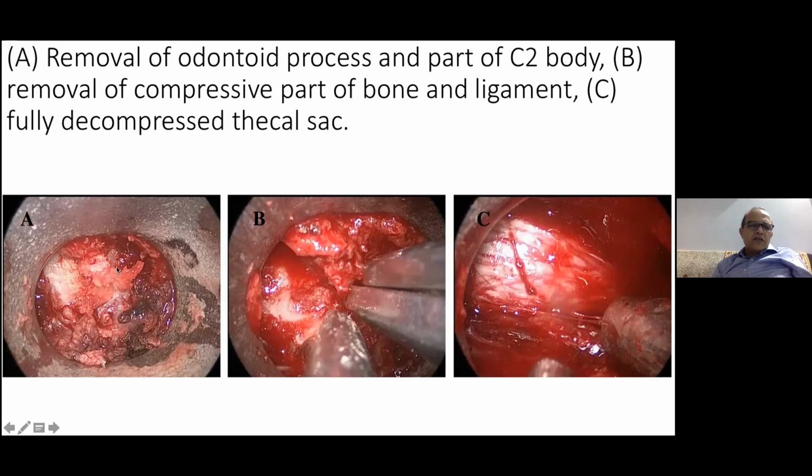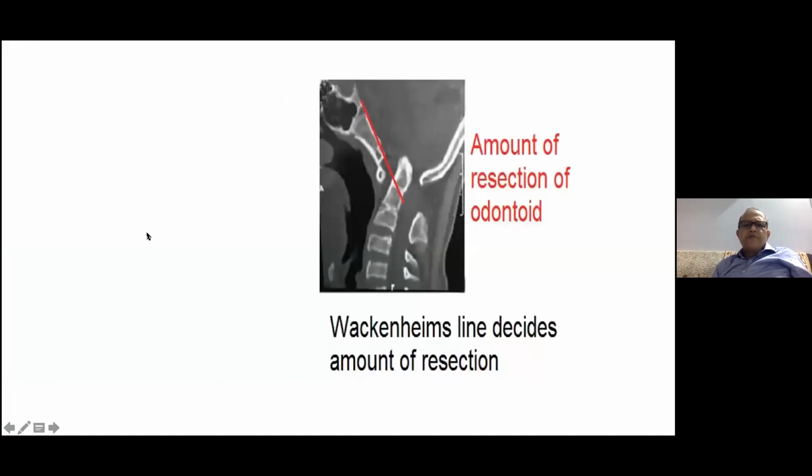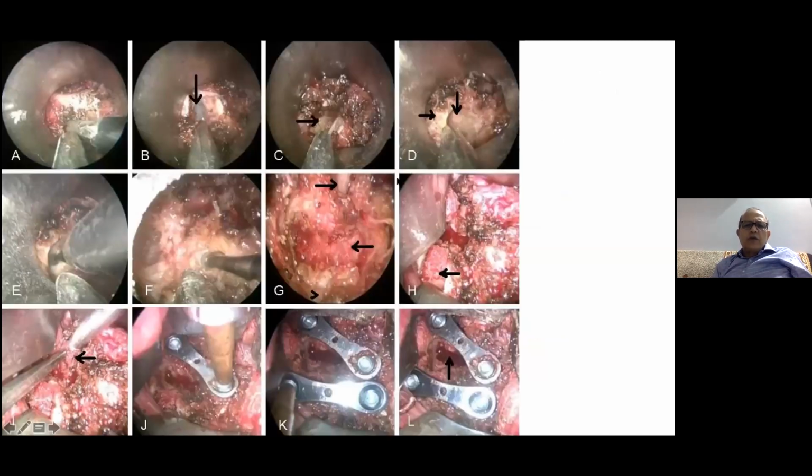One should not disconnect the tip of the odontoid process completely. You can disconnect it partly. From one side, you can go like this and remove. But if you disconnect it totally, then this tip may migrate upward or may become unstable. How much odontoid and C2 body should be removed is decided by the Ockenham line, because the cord has to go smoothly from here. There should not be any kinking, and there should be good dural pulsation.